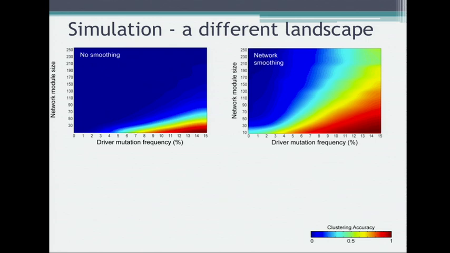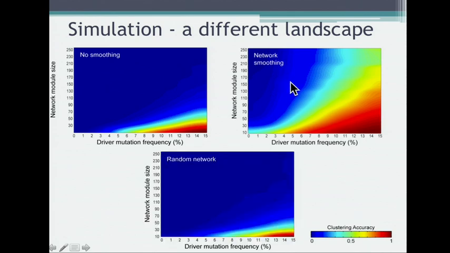Drivers. And when we compare between these two approaches, without smoothing and when we use our network-based approach, we could see that without the smoothing, if the mutations are very, very common and the pathways are small, we are able to basically capture them using standard methods. However, when we use a network-based approach, we could push this area of informative clustering much further into this space. And we actually believe that the real cancer lies somewhere in this space. When we apply this to a random network as a sanity check, we see a degradation in signal, which we found very encouraging.